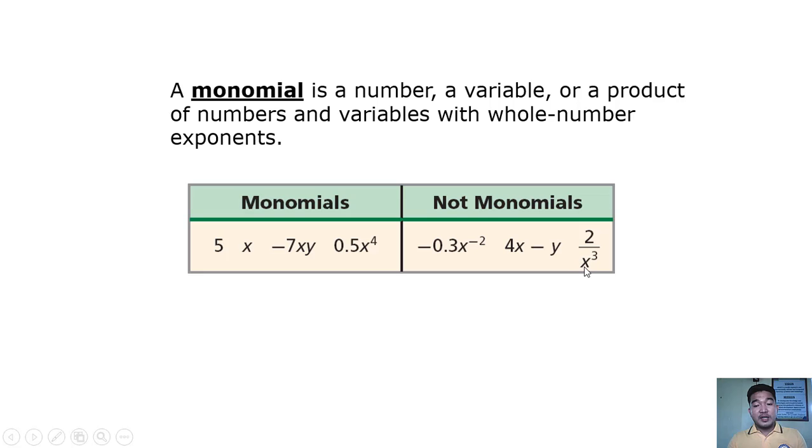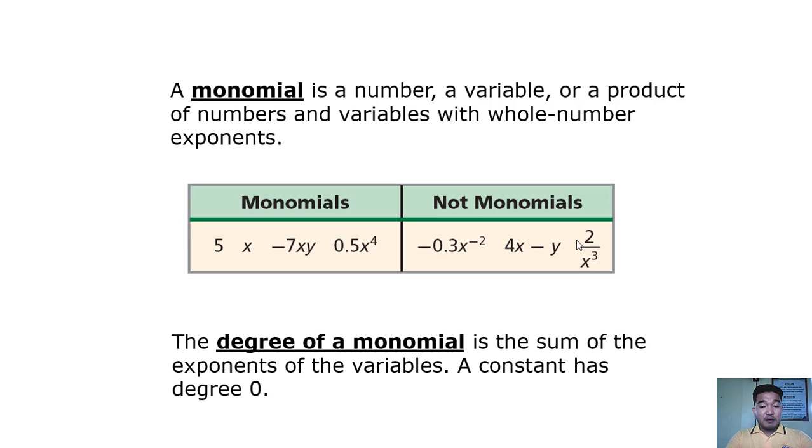Then you have 2 over x cubed. Here, the exponent is whole number but it is in the denominator. So this is not a monomial because if you simplify this and remove the variable at the denominator, then the exponent will become negative. So bawal din yung nasa ilalim yung variables.